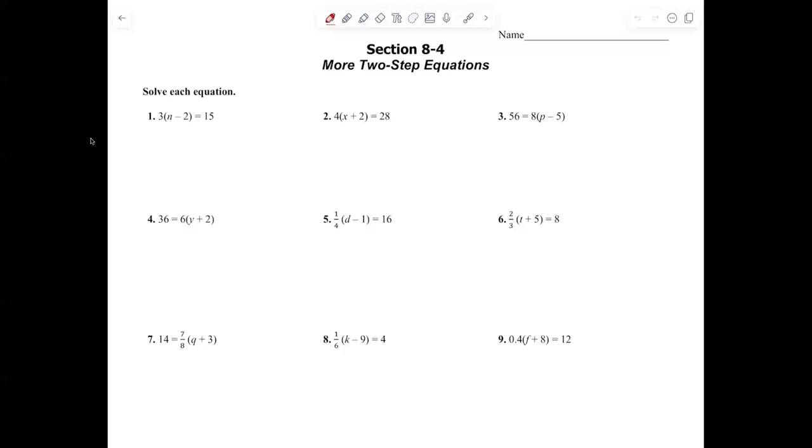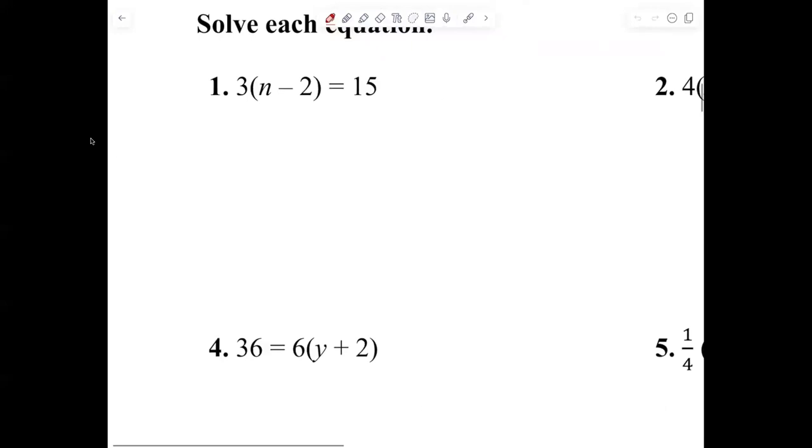All right, here we go. So distributing the 3, who remembers? Yes, thank you for that. So we're going to write down 3n minus 6. I like it.